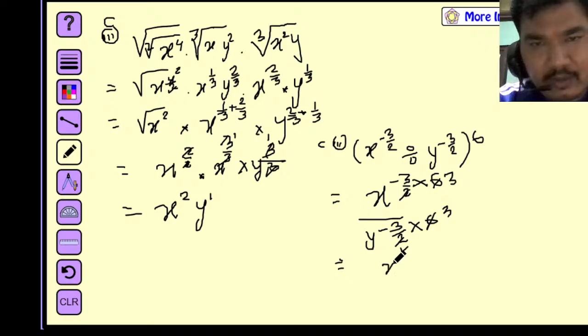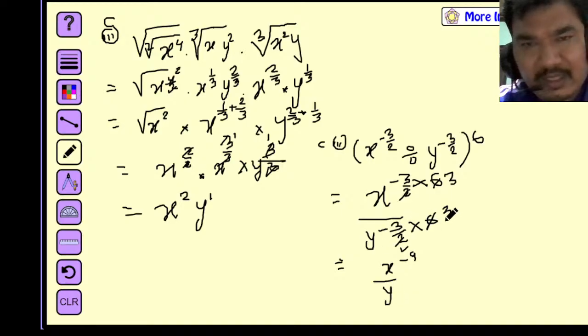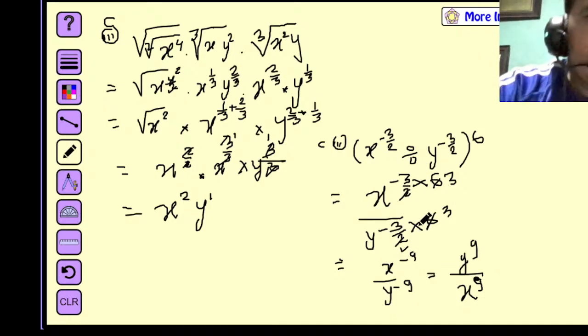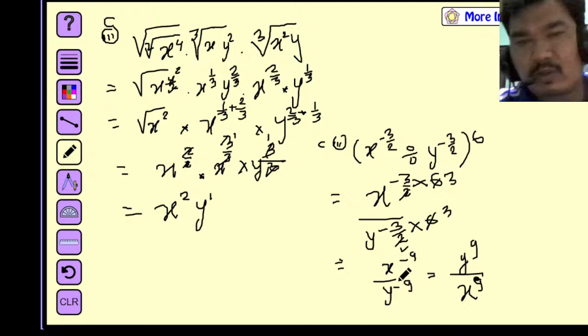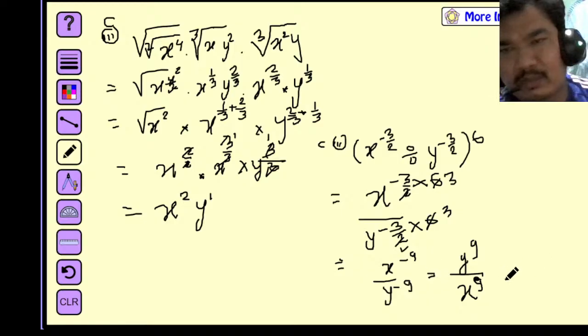Then what happens here? Equals x to the power minus 3 threes, minus 9, and down y to the power minus 9. Then how to make it positive? Take the upper one down and the down one up. Y to the power 9, then it will be positive, and x to the power 9 down. In positive power, y to the power 9 up and x to the power 9 down, then it will be positive. This is our required answer.